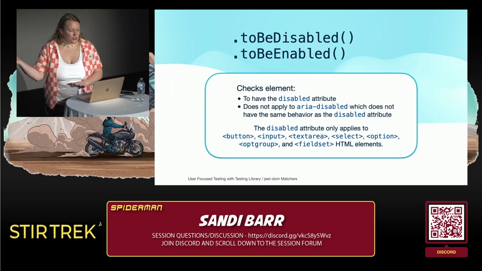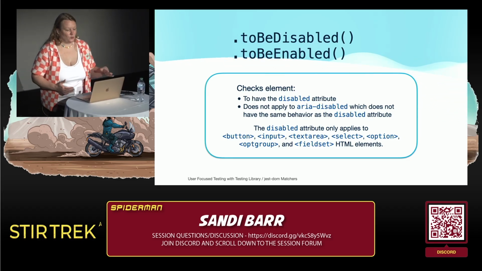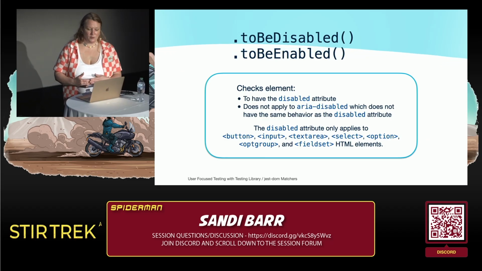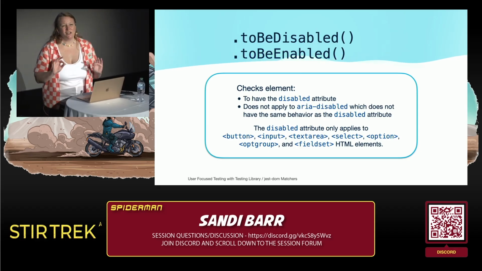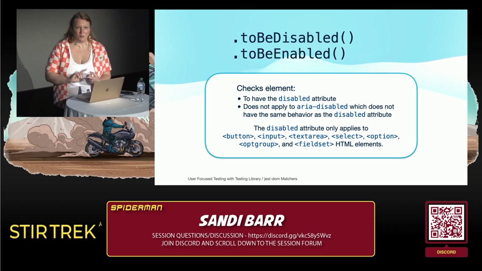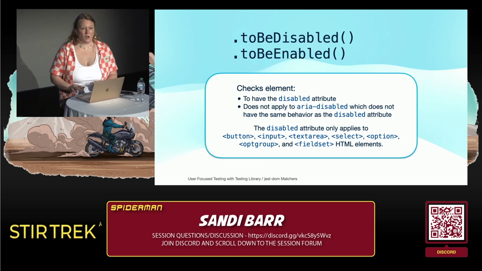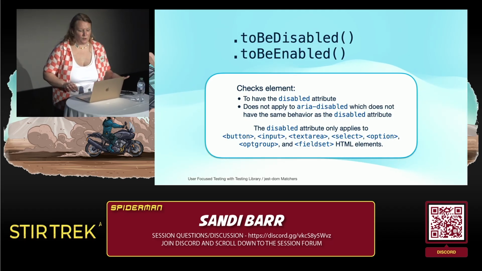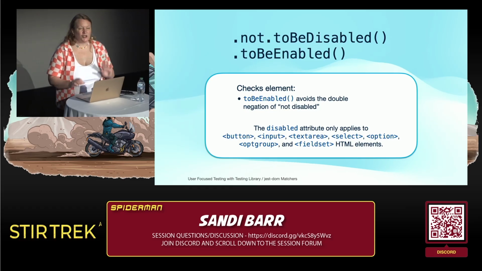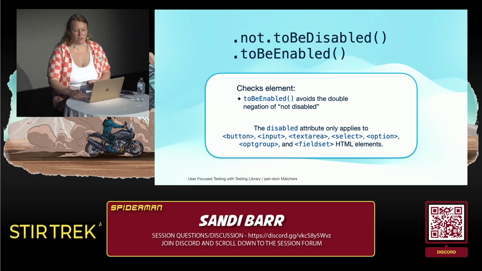These next matchers, toBeDisabled and toBeEnabled, check for the disabled attribute on HTML elements. It doesn't apply to ARIA disabled, which doesn't have the same behavior as the disabled attribute. Disabled controls are not focusable and they're not clickable. And only certain elements can be disabled. We've got button, input, textarea, select, option, optgroup, fieldset, as well as perhaps your custom elements. The disabled attribute does not apply, for example, to links. toBeEnabled works the same as not.toBeDisabled, and it helps us to avoid the double negation of not disabled.